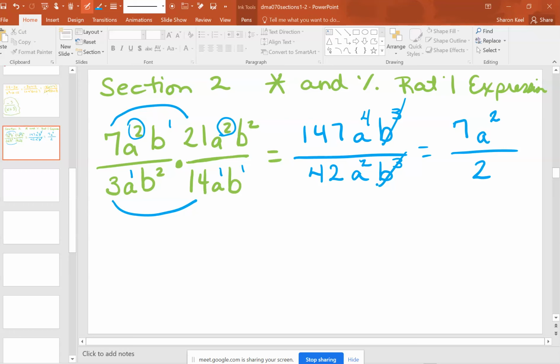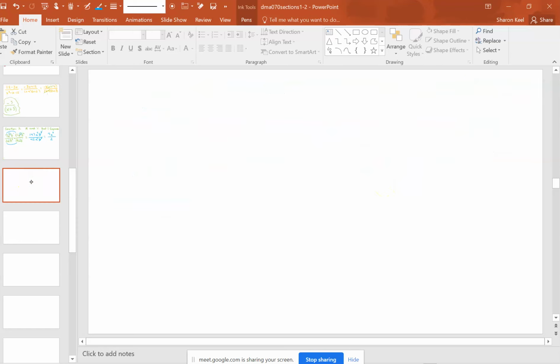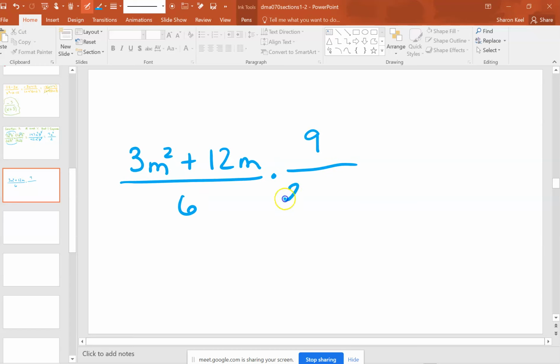That's a simple multiplication. I don't do these to all prime numbers. I like to multiply my numerals, use the calculator, but do follow your DMA60 rules of exponents. Okay? Okay, let's go to the next one. Let's take 3m squared plus over 6 times 9 over 2m plus 8.